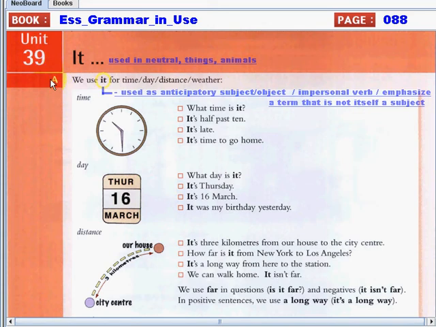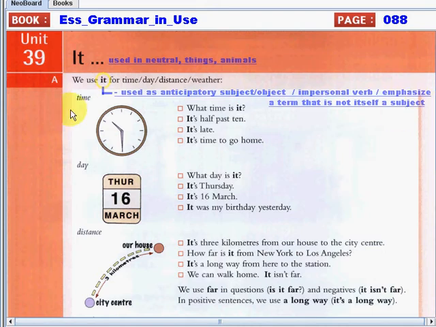So let's go now to the first part of Unit 39. Here we use "it" for time, day, distance, and weather. So "it" here stands for 3 different meanings. The first one is "it" used as an anticipatory subject or object. Second is an impersonal verb. And the last one is to emphasize a term that is not itself a subject.